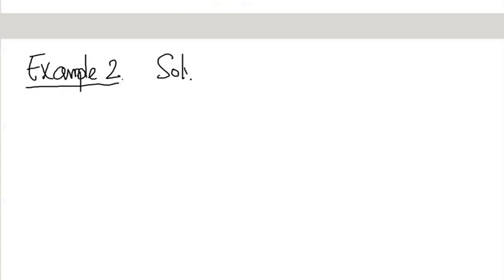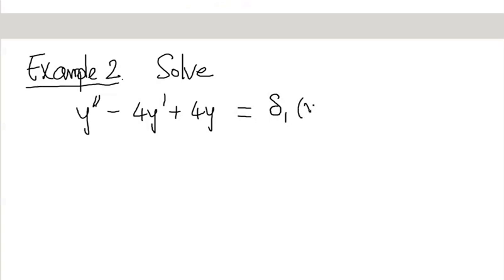Now let us look at another example. Example 2. We want to solve the initial value problem: y double prime minus 4y prime plus 4y equals delta 1 of x, with initial conditions y of 0 equal to 1 and y prime of 0 equal to negative 1.